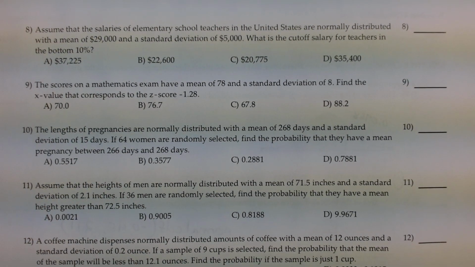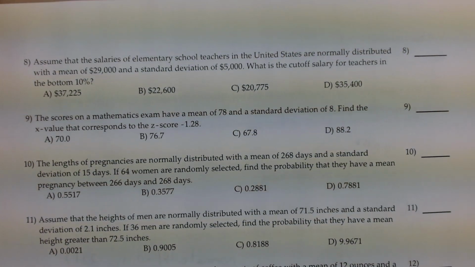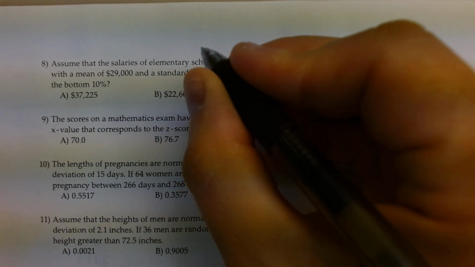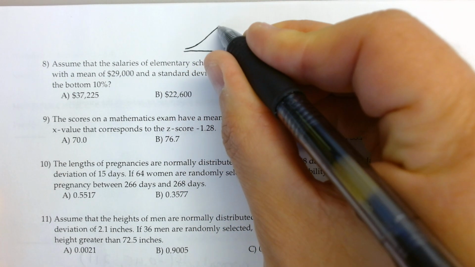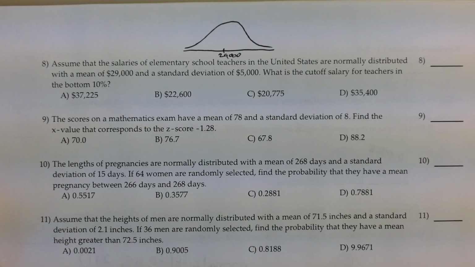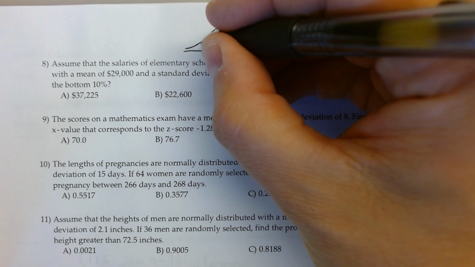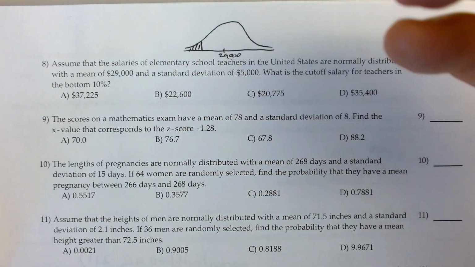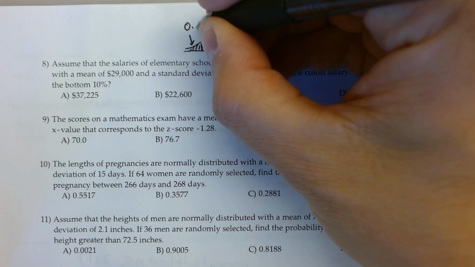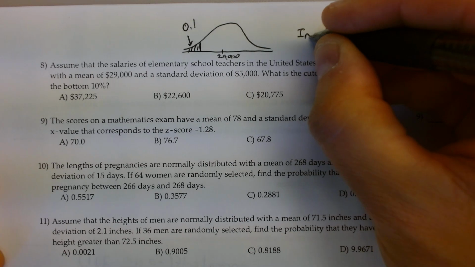Once again, with the salaries of elementary school teachers, this time has a mean of 29,000, standard deviation of 5,000. So what's the cutoff salary for teachers in the bottom 10%? So let's draw a picture of that. So a mean of 29,000, standard deviation of 5,000, but that doesn't really matter here. We're just going to figure out what the bottom 10% would look like. And so that would be an area of 0.1. So we could get a z-score for that, of course. We could do inverse norm of 0.1.